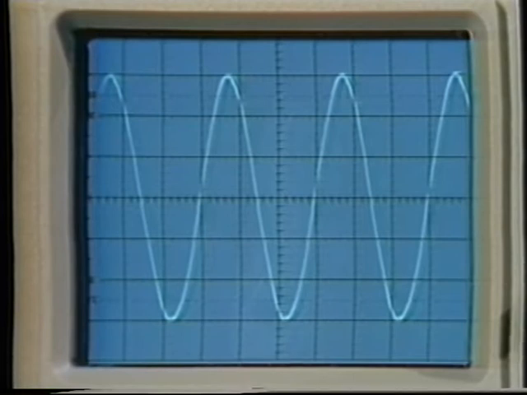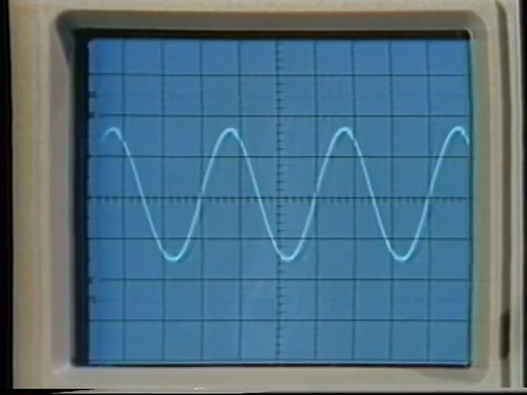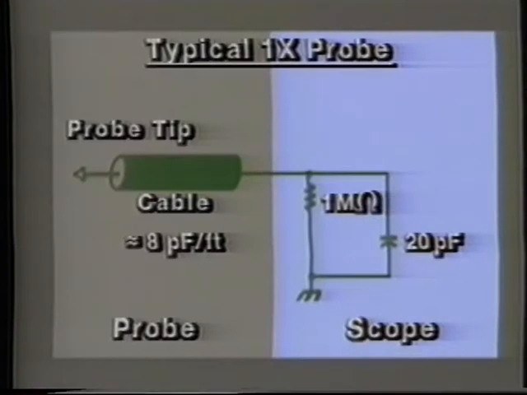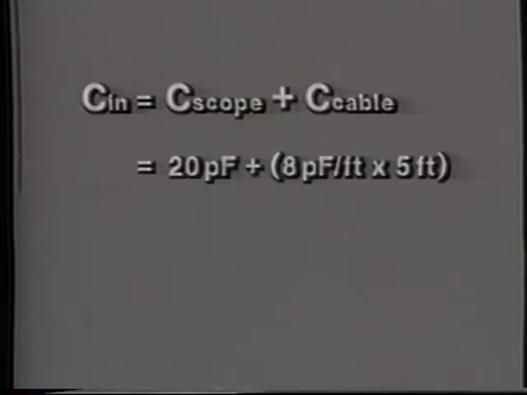Now we'll add our 1x probe to the circuit, and the circuit output changes. Our sine wave has become attenuated. Why did our 1x probe change the circuit? Look at the schematic. To the scope's capacitance of 20 puff, we need to add C cable, which might be 40 puff or 5 feet of 8 puff cable.